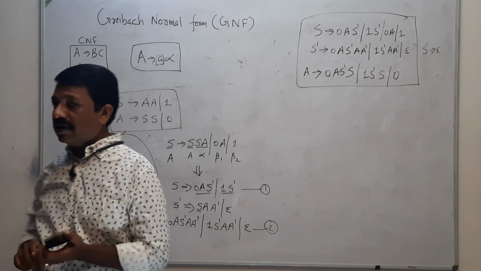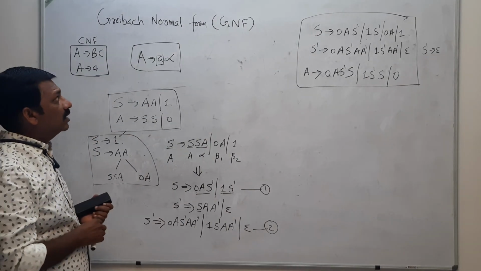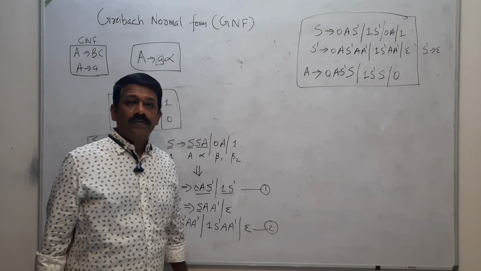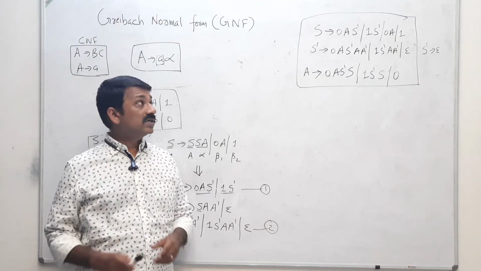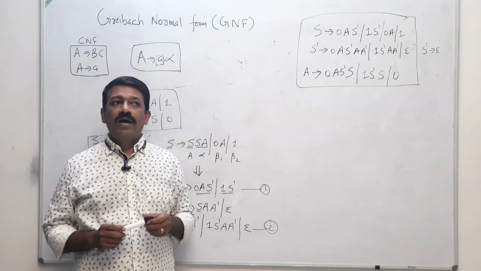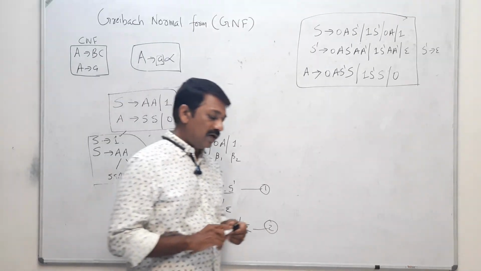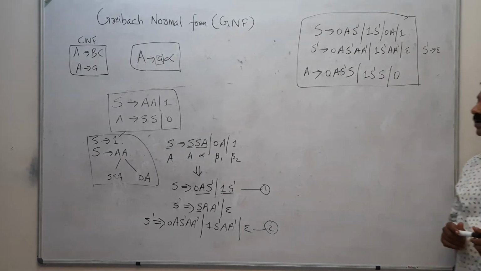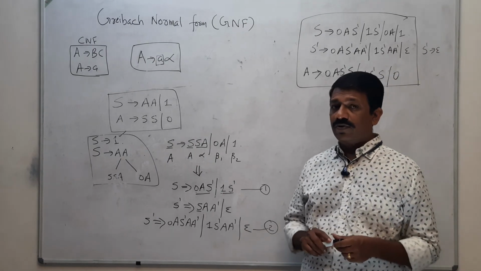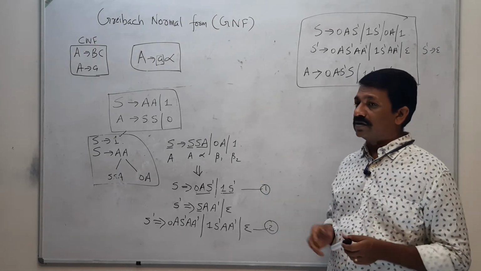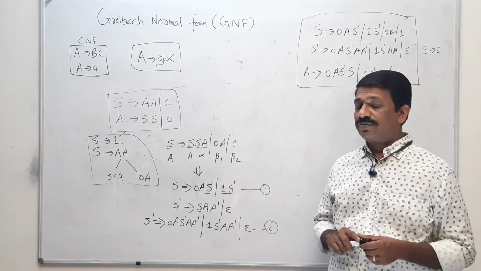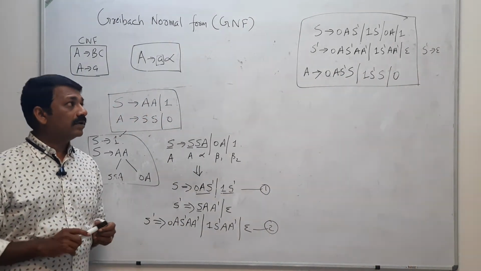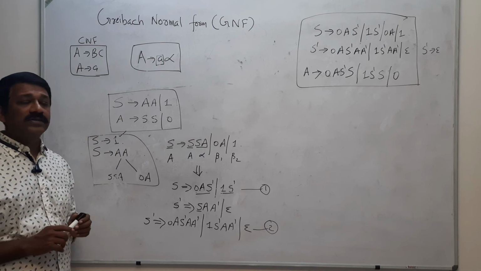This is the way we are converting a grammar to its equivalent Greibach normal form. With this, I am going to conclude this session on Greibach normal form. This conversion to Greibach normal form and elimination of left recursion is very important as far as this topic is concerned. So you have to be very careful about that. You have to study that and do a number of problems related to this.